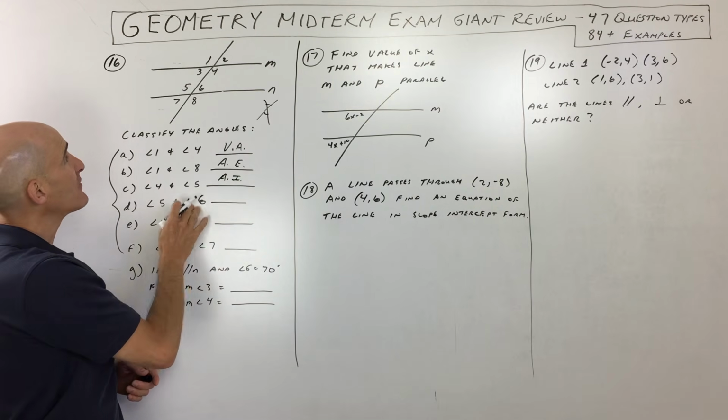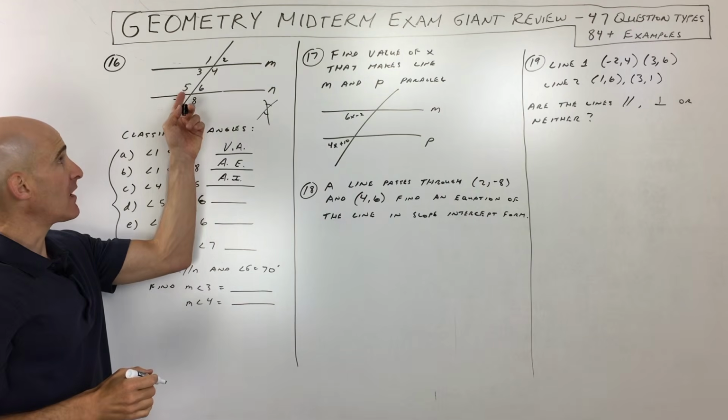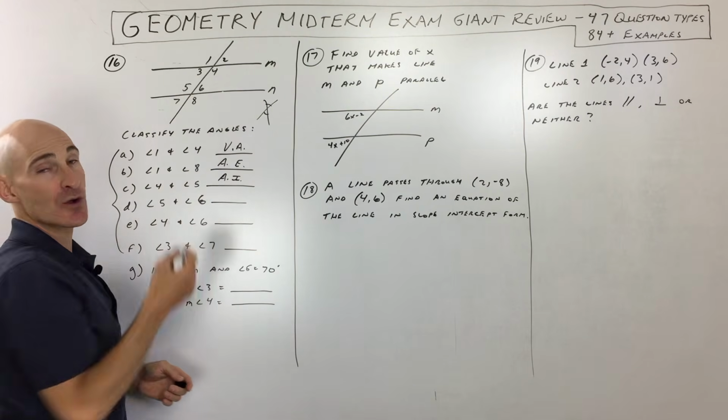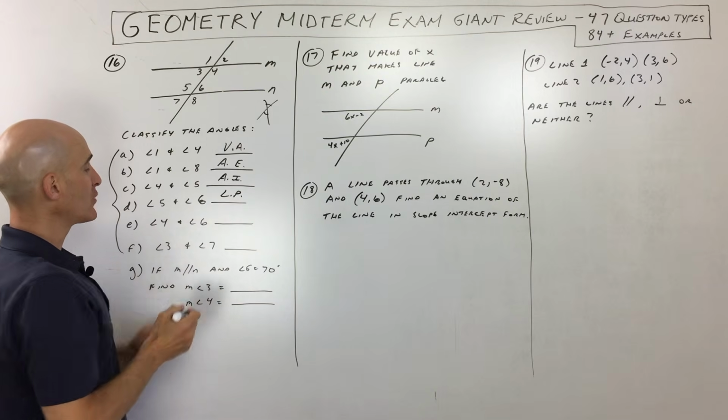And then let's see, 5 and 6. So 5 and 6, you see how they form a line like that? And they're right next to each other. That's called a linear pair. And these are going to be supplementary. These are always going to add up to 180 degrees like a straight angle. So I'm just going to write LP for linear pair.